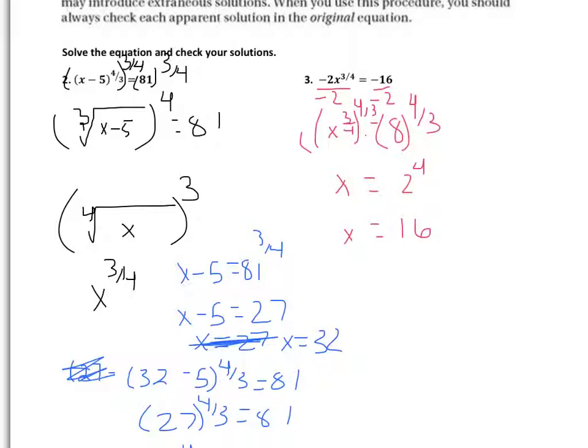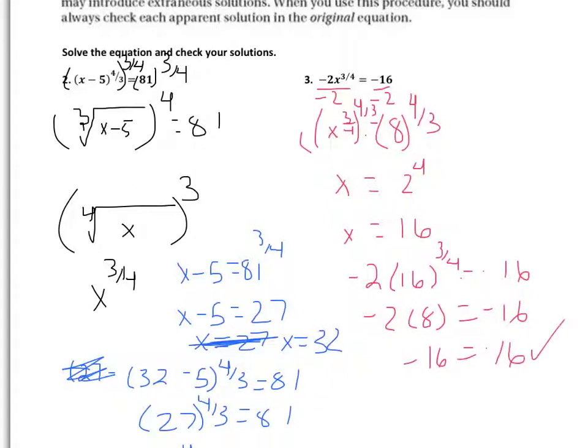Okay. Let's check it. -2 times 16 to the 3/4 equals -16. 16 to the 3/4 is 8. -16 equals -16. Check. So we're good so far. Alright, let's take a look at a couple more.